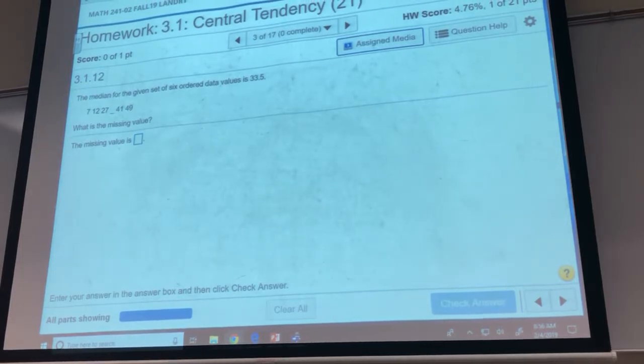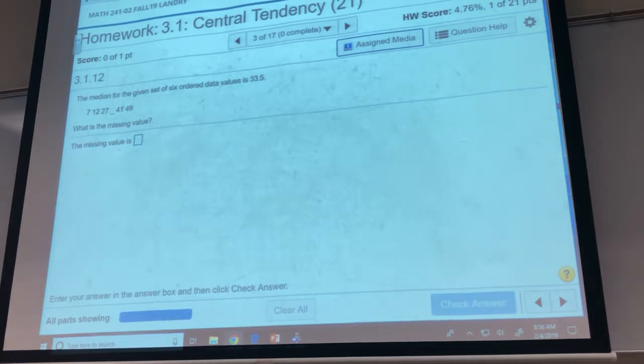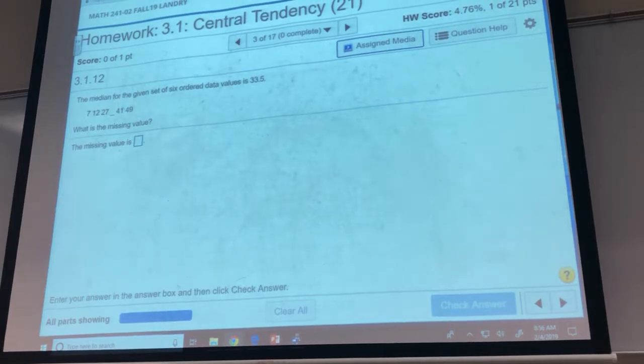So since there's an even number, we're going to have to take the average of these two things. If we call this x, sorry, there's algebra, 27 plus x, divided by 2, that should equal your median, which they tell us was 33.5. And remember, this is given to you in the instructions. They tell you what the median is, 33.5. To find the median, you just add these two up and divide by 2.